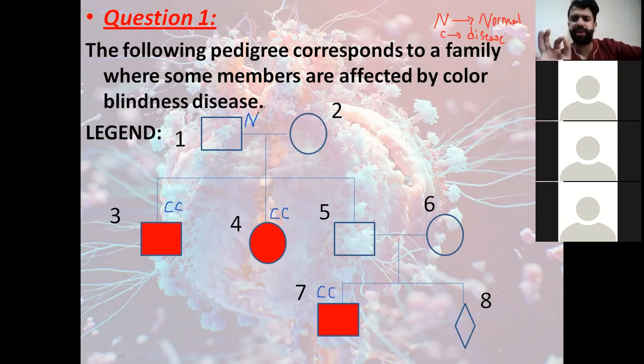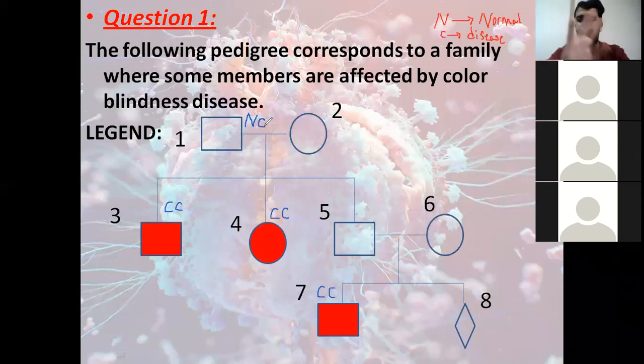Excellent, but you missed one small idea. Individual 1 is normal, so it carries the allele N. But it gave birth to individuals 3 and 4 whose genotype is CC. So they should inherit allele C from each of their parents. So individual 1 should be NC. It can't be NN, that would be wrong. Thank you, Hani. Moving to individual 2.